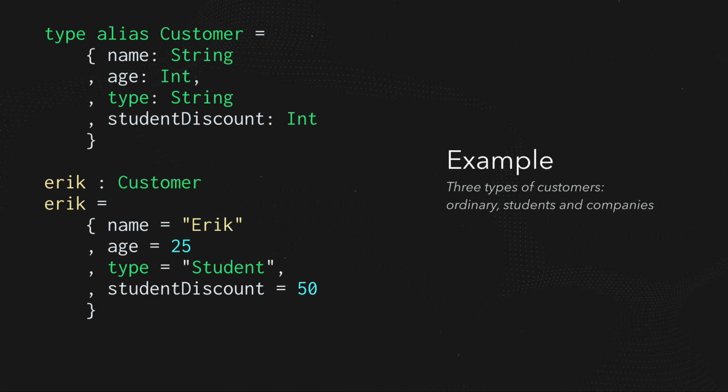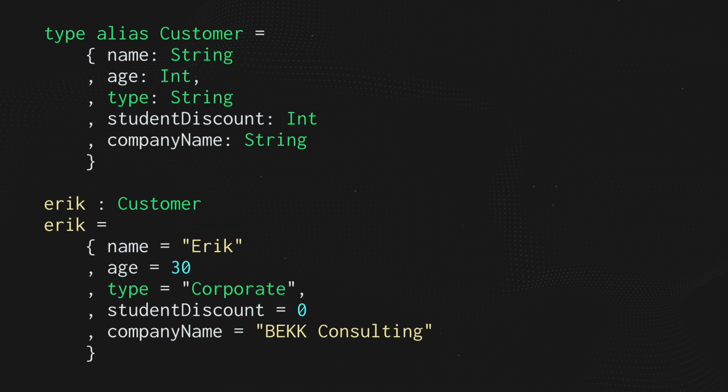So we write that as a string, the string student. And all students have a student discount represented as an int. 0 means no discount. 100 means you can get stuff for free. So I have a 50% student discount. And then we fast forward some years, and now I'm the corporate type of customer. So I shouldn't have a discount anymore. But I have a company name that should appear on the invoice because it's some legal stuff.